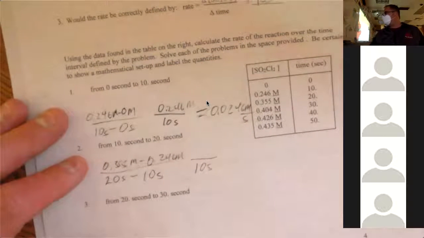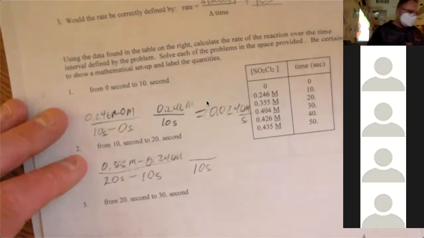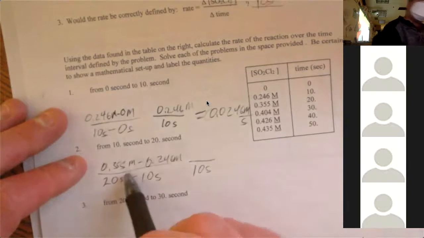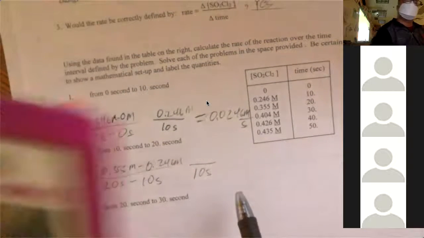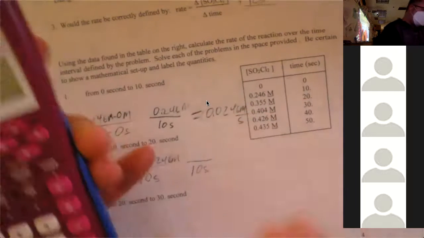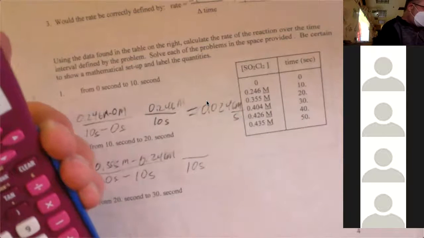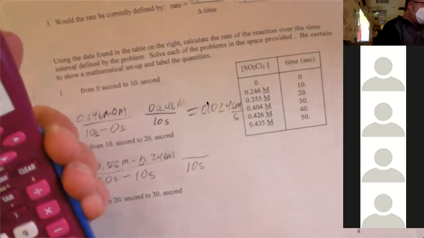So how are we going to find the change there? We take 0.355 minus 0.246. 0.109.